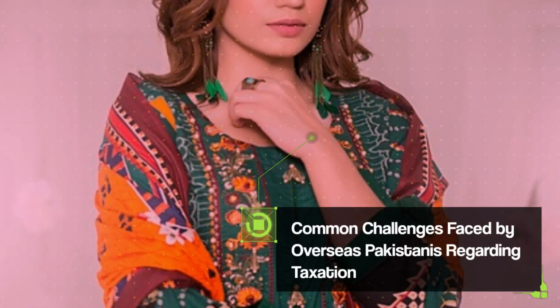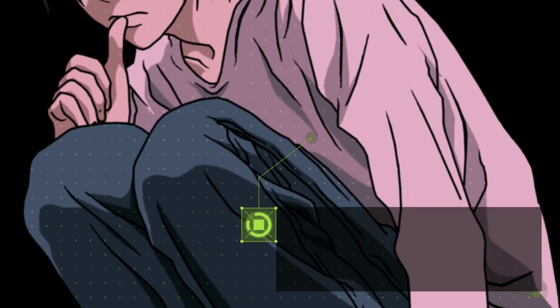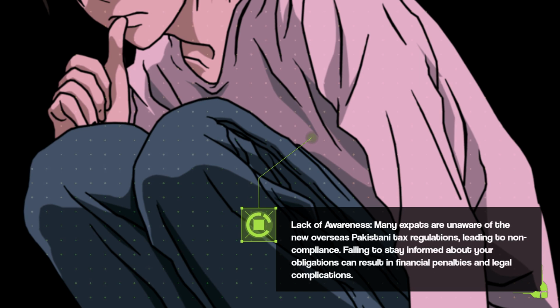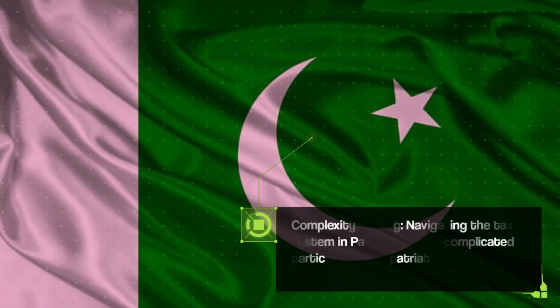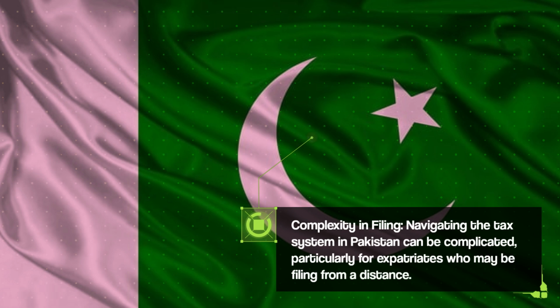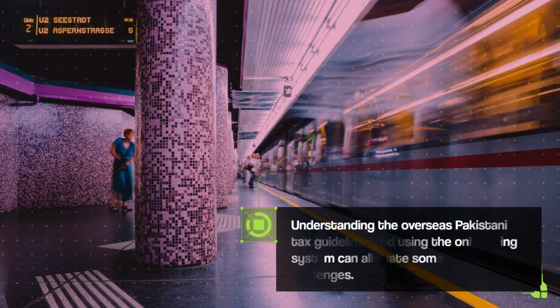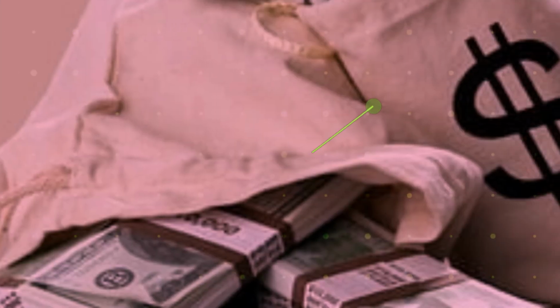Common challenges faced by overseas Pakistanis regarding taxation. Lack of awareness. Many expats are unaware of the new overseas Pakistani tax regulations, leading to non-compliance. Failing to stay informed about your obligations can result in financial penalties and legal complications. Complexity in filing. Navigating the tax system in Pakistan can be complicated, particularly for expatriates who may be filing from a distance. Understanding the overseas Pakistani tax guidelines and using the online filing system can alleviate some of the challenges.